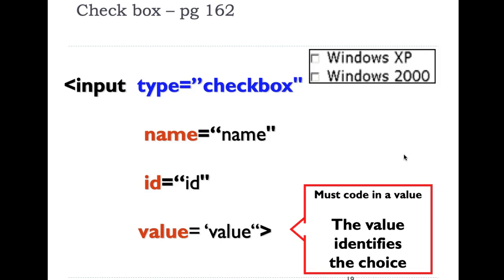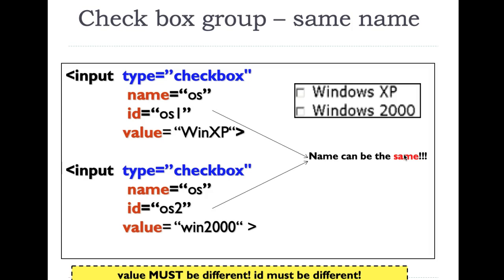So the value identifies the choice in each case, and it's up to you, the coder, what that value will be. So this is the same name, and we have OS here, just like I said, operating system, OS, the name attribute for both, and the values have to be different, otherwise they're going to send the same message. But if we check multiples on this, it would send what's called an array or a list. So that's an important part of this. If you want multiple items, checkbox. You want singular items, radio.